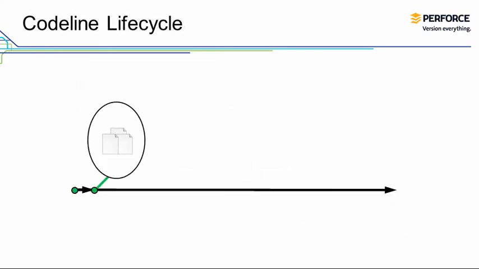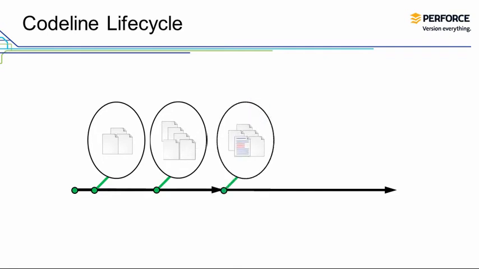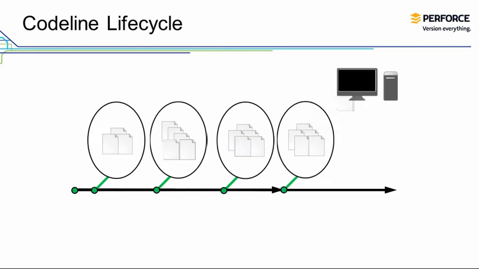A codeline has a life cycle. As you add objects to a project, they become part of the codeline. As you modify and save objects, the modifications are incorporated into the codeline. At the end of the project, the codeline typically contains all the objects necessary to generate the final product.